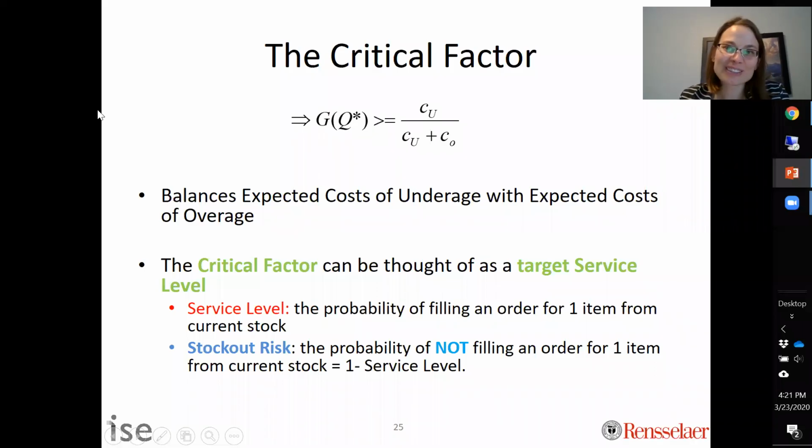So this video is to give you some insight into what the critical factor is doing. As a reminder, the critical factor is the ratio of the cost of underage over the cost of underage plus the cost of overage. It balances the expected costs of these two things. You could think about this critical factor, which will always be a value between 0 and 1, as a target service level. A service level is the probability of filling an order for one item from the current stock. And the stock at risk is the probability of not filling an order for one item from the current stock, which is 1 minus the service level.